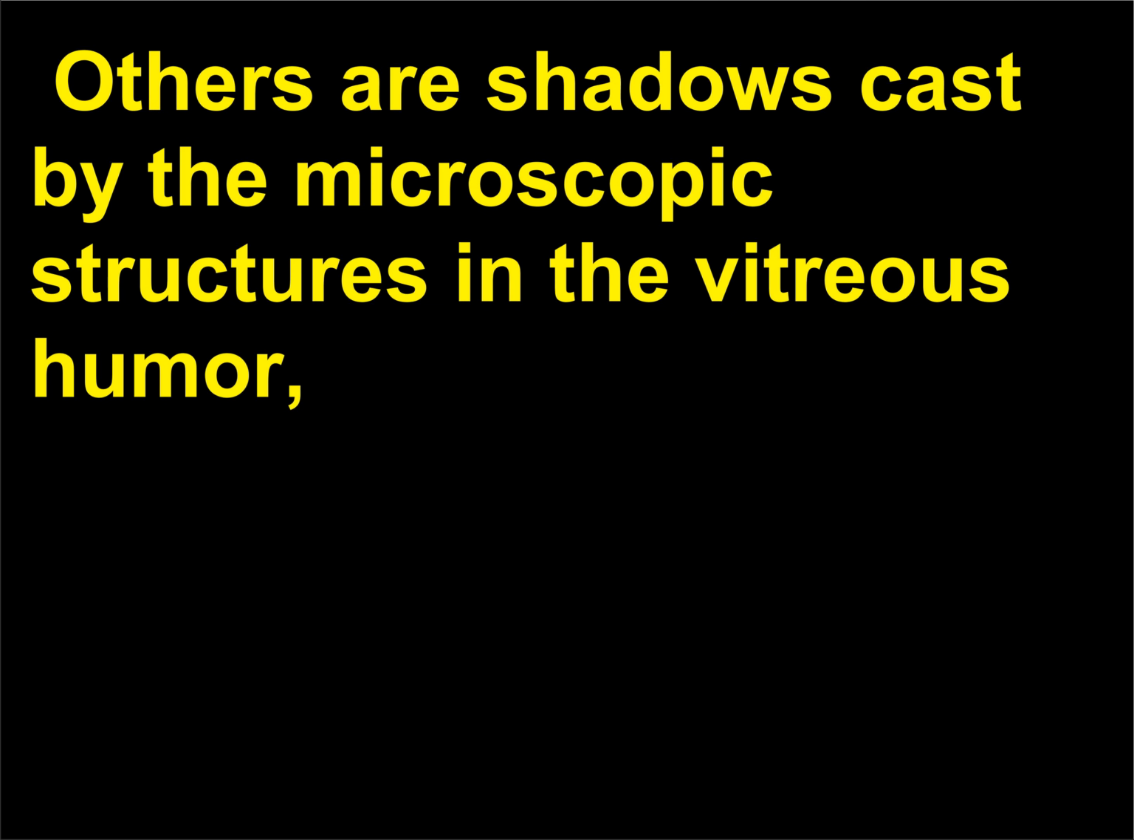Others are shadows cast by the microscopic structures in the vitreous humor, a jelly-like substructure located behind the retina. A sudden appearance of a cloud of dark floaters, if accompanied by bright light flashes, could indicate retinal detachment.